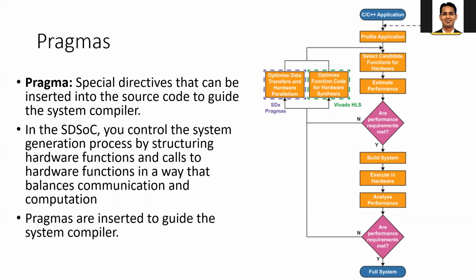If the performance analysis is not as per the desired expectation, you add the pragmas for the hardware function as well as for the communication between the hardware and software. You repeat this process multiple times to get the desired performance. Once you get the desired performance, then you execute on the hardware on the board. You test it on the board. If everything is working, you generate the final files and then you copy them into the SD card and you deploy your applications.